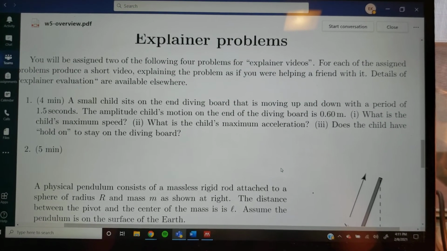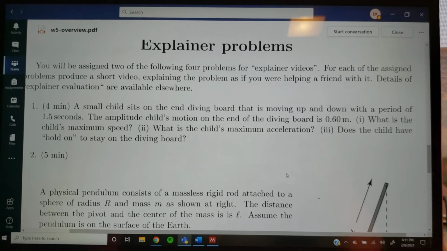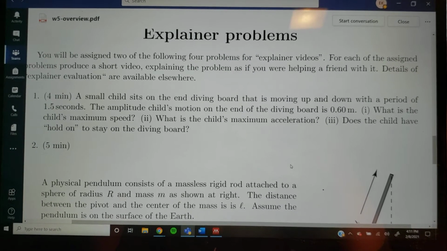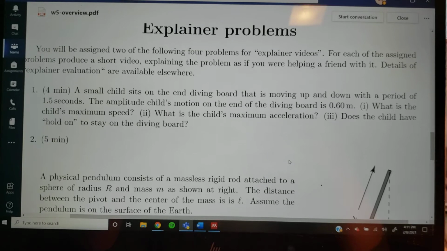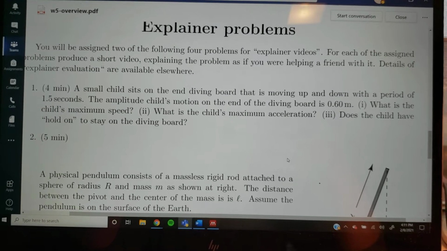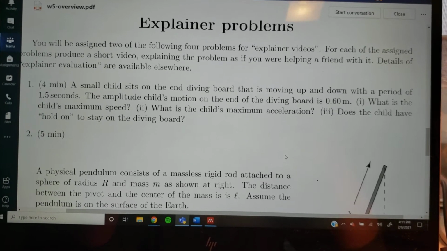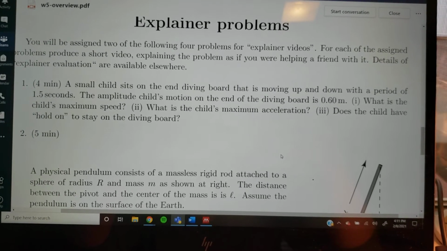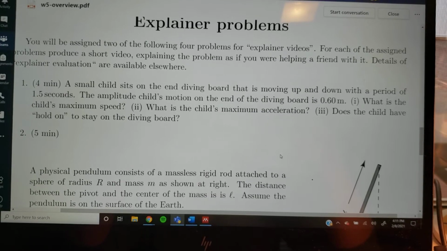Problem number 1 states, a small child sits on the end of a diving board that is moving up and down with a period of 1.5 seconds. The amplitude of the child's motion on the end of the diving board is 0.6 meters, and they want us to find the child's maximum speed and maximum acceleration. And they also want us to determine if the child has to hold on to stay on the diving board.